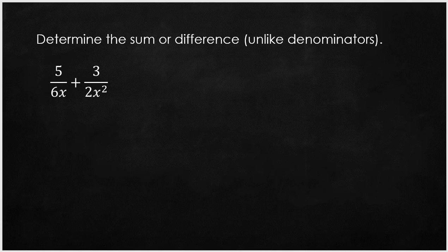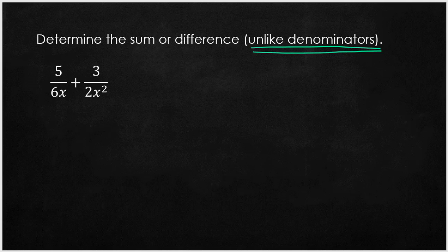For today's episode of 2 minus 3 equals negative fun, we will be adding and subtracting rational expressions. For this one we are asked to find the sum or difference, and now we encounter a problem with unlike denominators.